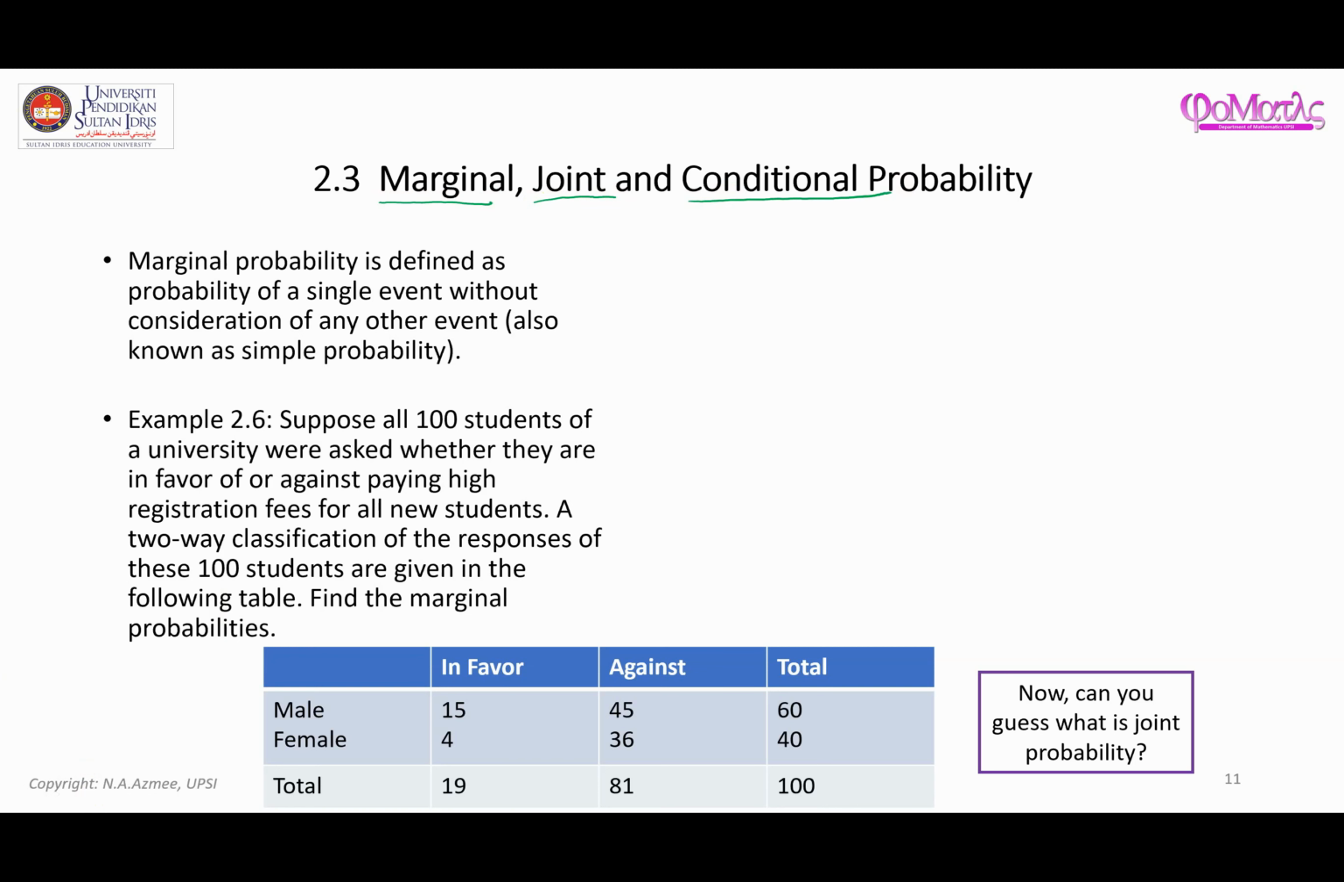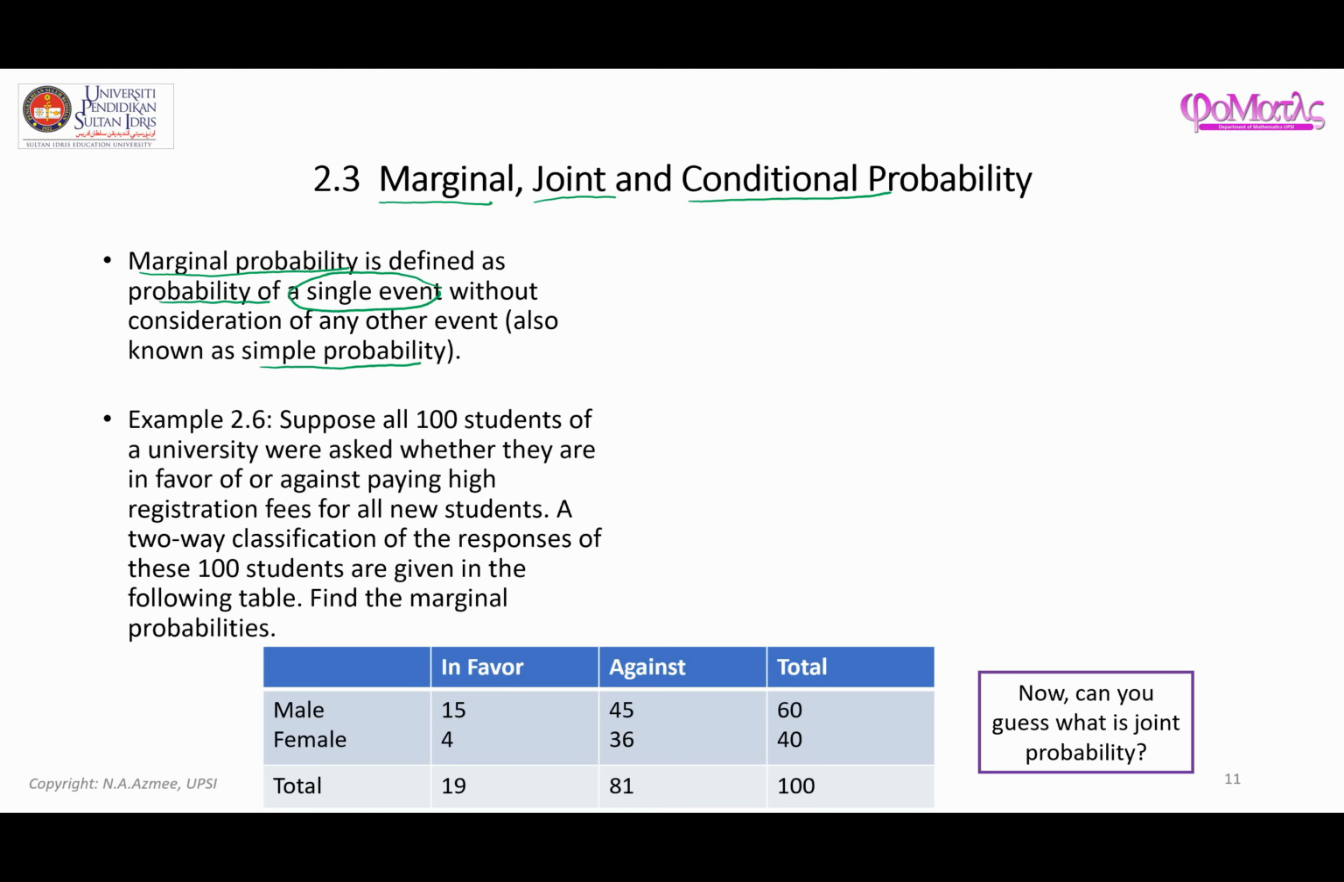So first off, let's start with the definition of marginal probability, which is simply the probability of one single event without consideration of any other event, and it is also known as simple probability.